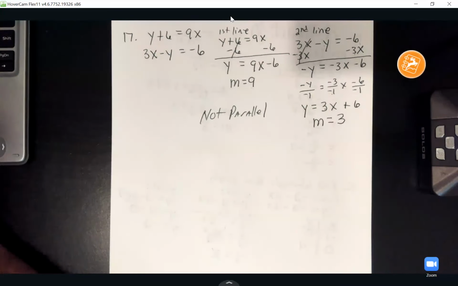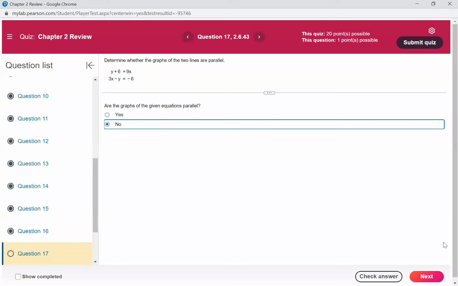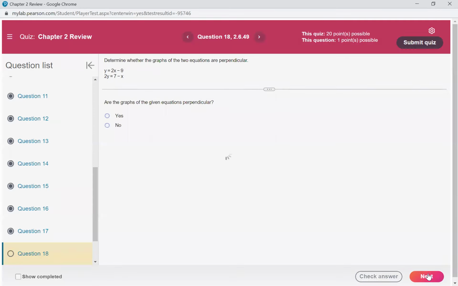So let's go say no to number 17. So these are not parallel. So we click no. And we go to 18. Also, 18 wants to know if these lines are perpendicular. So I got y equals 2x minus 9. And then I got 2y equals 7 minus x.